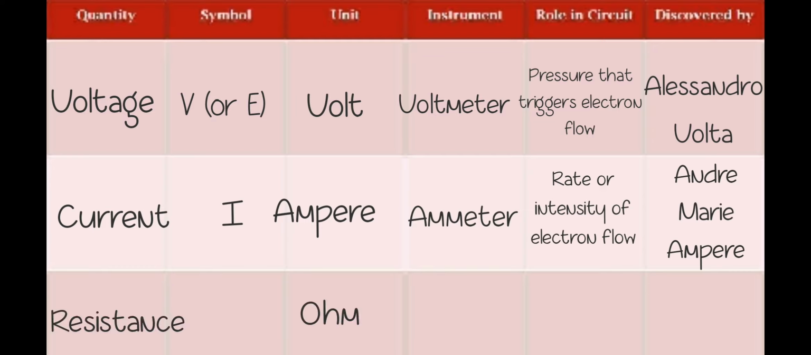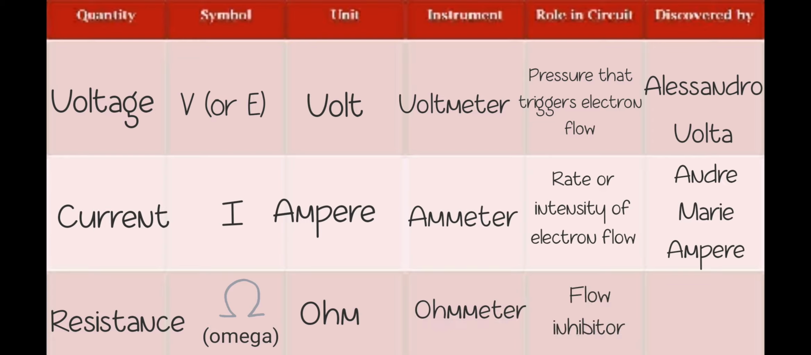Ang resistance naman ay may symbol na Omega. Ang unit ay ohm at ang device para ma-measure ito ay ohmmeter. Ang resistance ay ang flow inhibitor sa circuit. Ito ay naimbento ni Georg Simon Ohm.